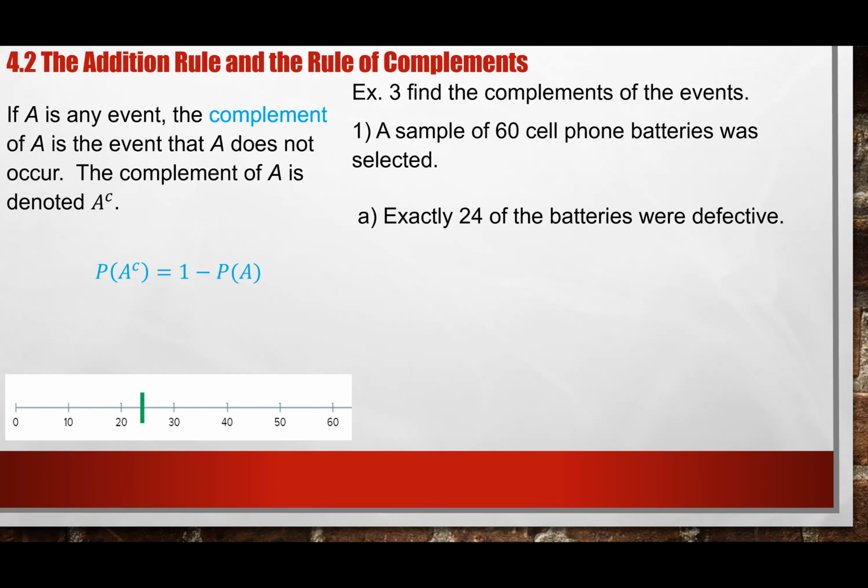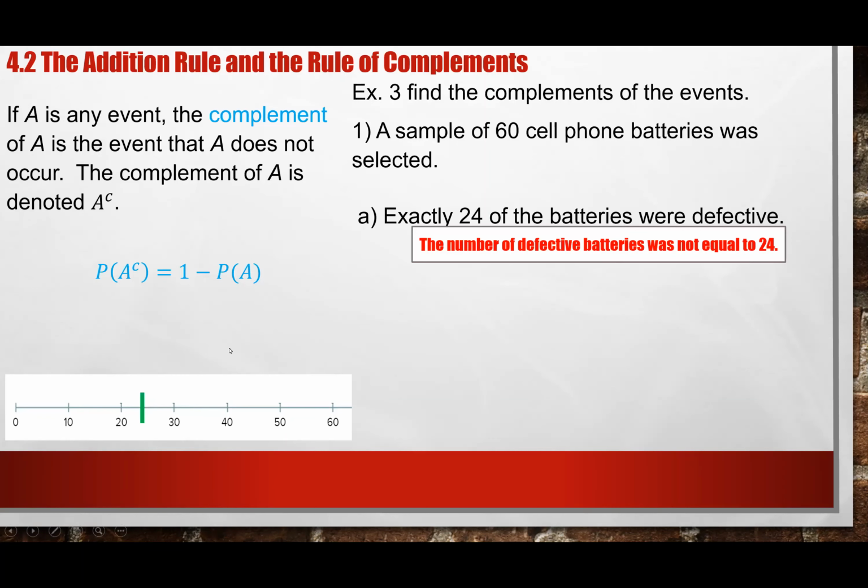So what is the complement of exactly 24? Anything else will complement this. The complement of exactly 24 will be the number of batteries that is not equal to 24. Just imagine that X is equal to 24. The leftover will be X is not equal to 24. Everything else, right?